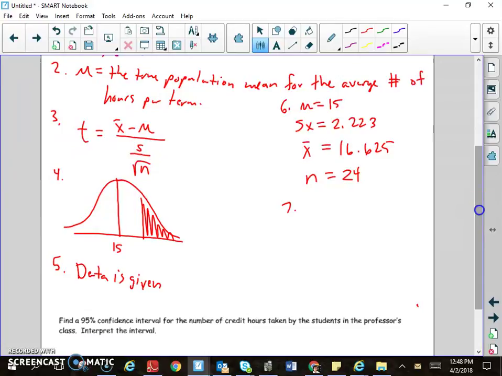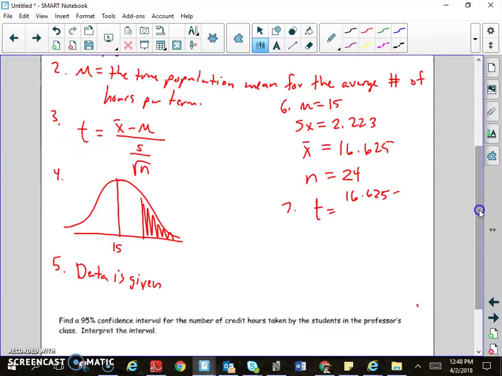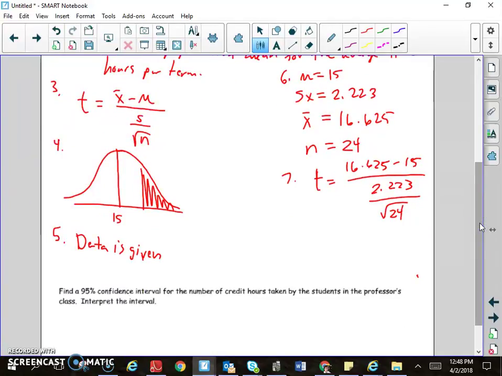Okay. For step 7, you're plugging these numbers into that equation now. So same thing, it's going to be T equals 16.625 minus 15 over 2.223 divided by the square root of 24. So you're just plugging them in. I personally would not try to calculate this because there's a test that gives you this number already. So just plug the numbers in where they go for this step, and then for step 8, that's where you're figuring out your T and your p-value.